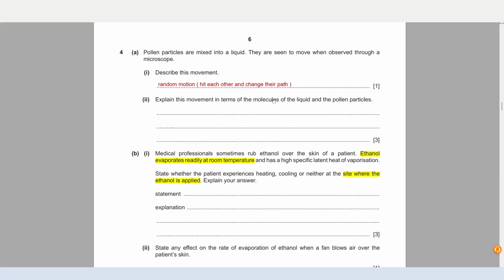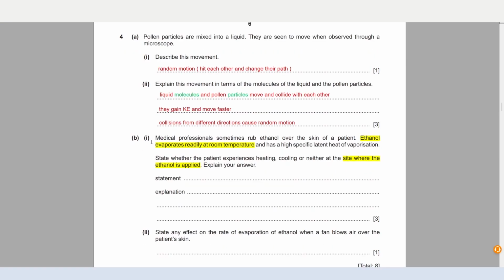Explain this movement in terms of molecules of the liquid and the pollen particles. The liquid molecules and pollen particles move and collide with each other. You can write here, they gain kinetic energy and move faster. After that, the collisions from different directions cause random motion. So when liquid molecules and pollen particles move and collide with each other, they gain kinetic energy and move faster. Therefore, collisions from different directions cause random motion.